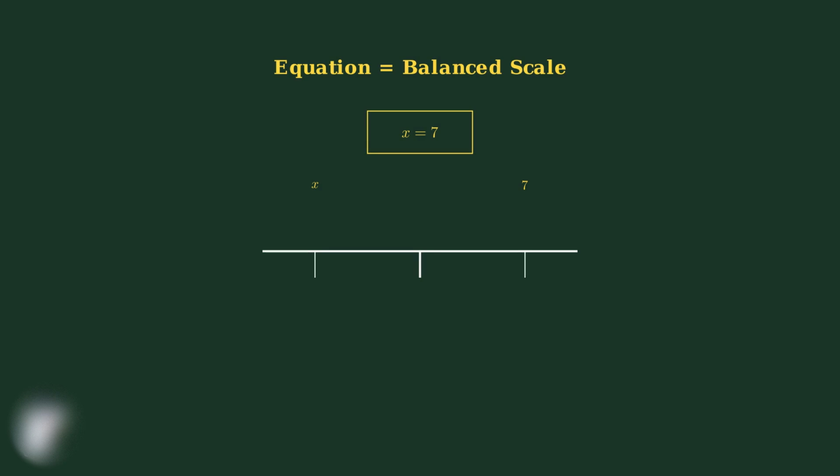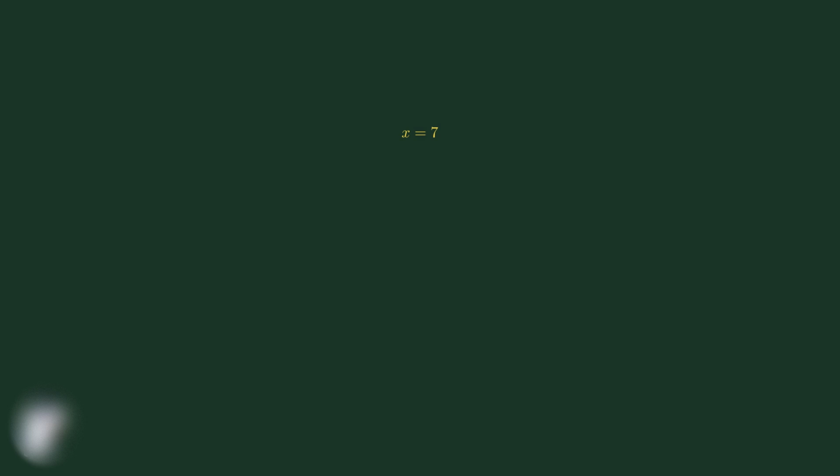This is the core strategy for solving all one-step equations. Remember, isolating the variable means getting it alone on one side with a coefficient of 1. We achieve this using inverse operations while maintaining the balance of the equation. This is the foundation of solving one-step equations.